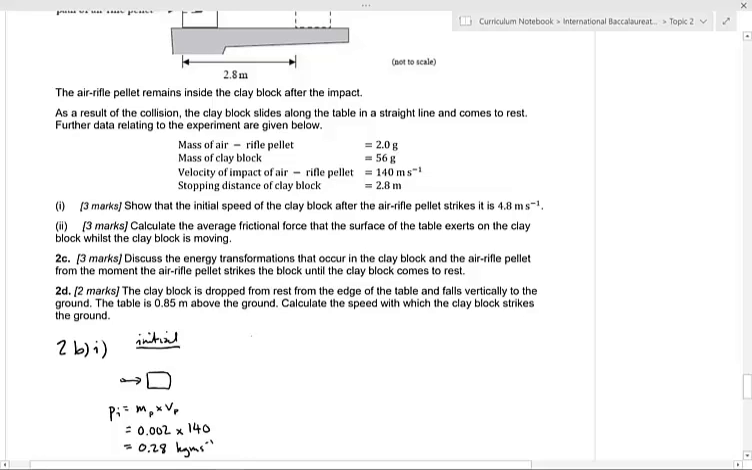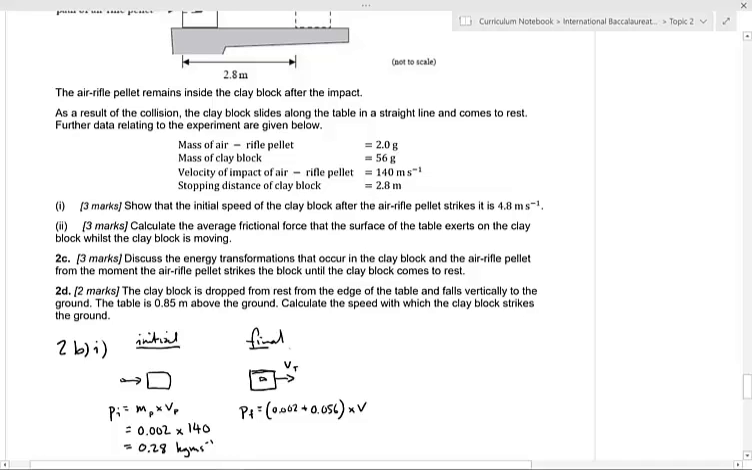Okay, and then we look at the final situation. We have the pellet now embedded in the clay block, so we have their combined mass moving, and the whole thing is moving that way with some speed v. I'll call it v total. So here we have Pf, and that's going to be the combined mass here, which is 0.002 plus the mass of the block, which was 56 grams, so that's 0.056. And we're going to multiply that by the speed to get an expression for the final momentum.